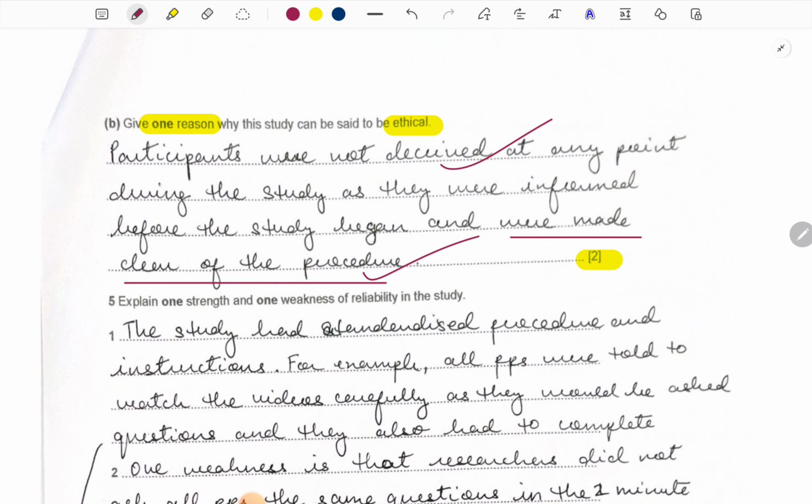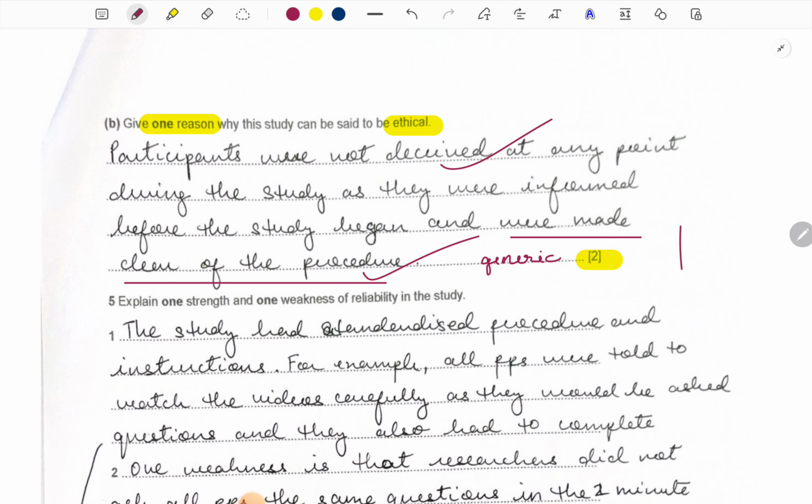This is a very generic response. In any study in which participants have been informed about the procedure and have not been deceived, I could write exactly this sentence without any change and it would apply to that study also. Generic answers make you lose 50% marks.